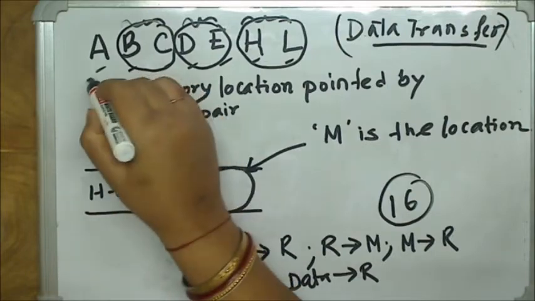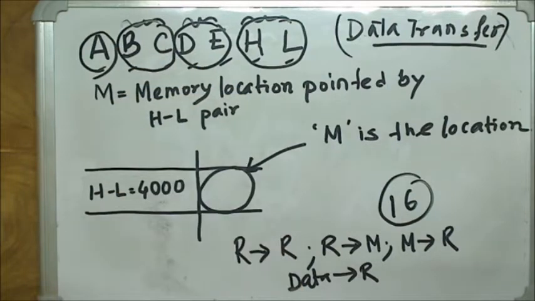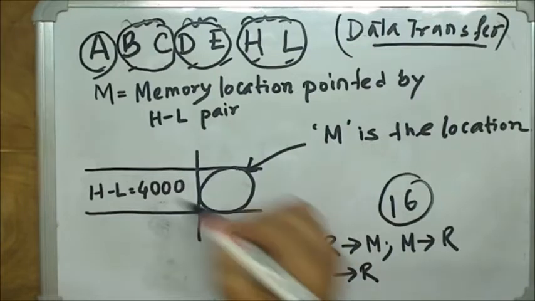Now A is a singular register. It acts as an accumulator in arithmetic and logical operations. These things are already discussed, so before watching this video, you have to watch the videos on addressing modes and architecture. Clear? Now there is another thing called M.